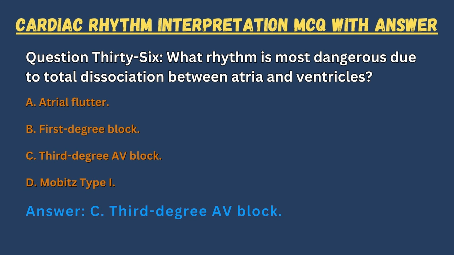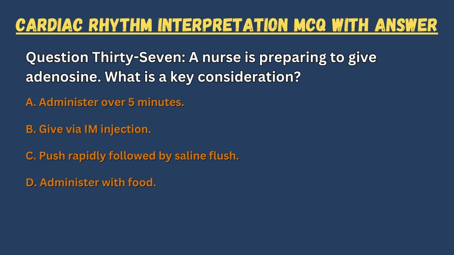Answer: C. Third-degree AV block. Question 37. A nurse is preparing to give adenosine. What is a key consideration? A. Administer over 5 minutes. B. Give via IM injection. C. Push rapidly followed by saline flush. D. Administer with food.